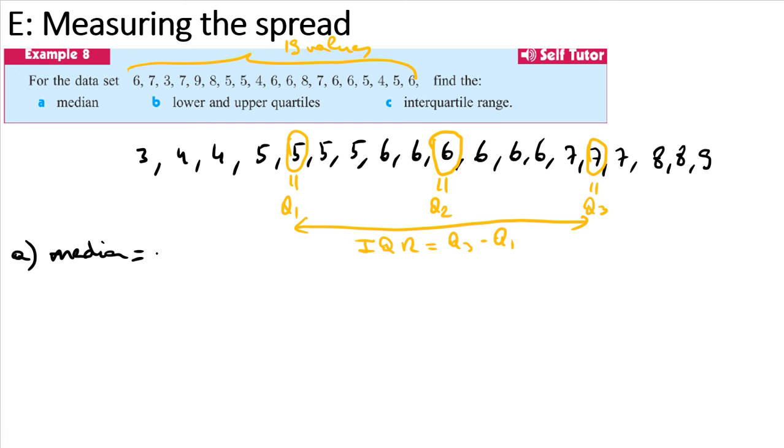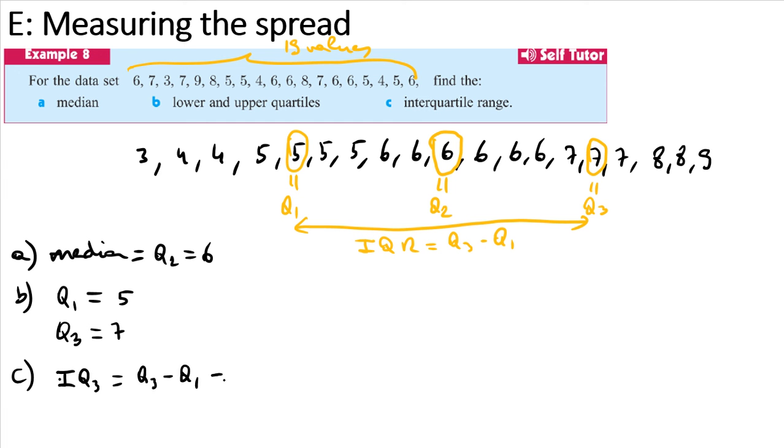So if we answer the question, for A we have to find the median, which is equal to Q2, and that is 6. For B we have to find the lower quartile, which is 5, and the upper quartile, which is 7. And for C we have to find the interquartile range, which is Q3 minus Q1, which is 7 minus 5, and that is 2.